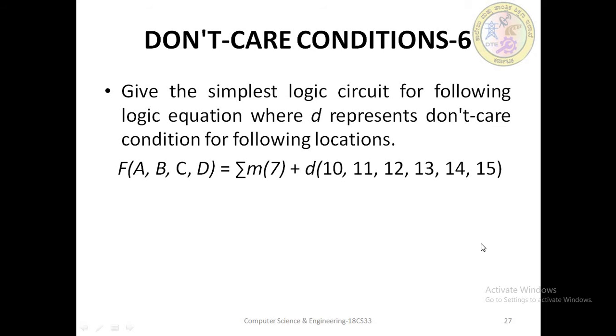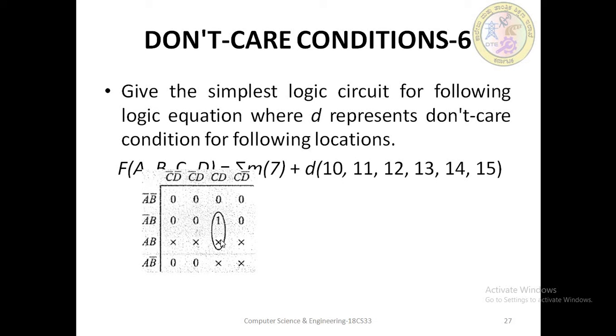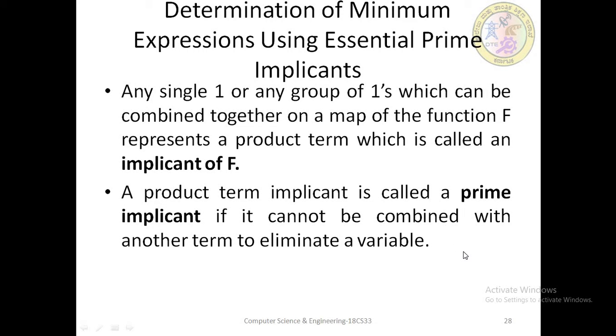Don't care conditions once again. We have many here, and what is the output? Only a pair can be entered, and the remaining can be eliminated. You can see A bar cancels out. B will stay. Yes, B is there, so B will stay. And CD we are trying to have directly, and output Y will be displayed.